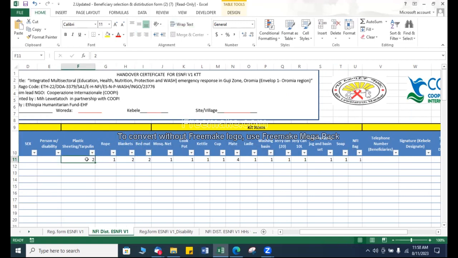Then below there are quantities. For example, plastic, if it is 2, you have to report 2 for every beneficiary. If it's rope, if it is 1, you have to reflect everything that you are handing over to the people in need.